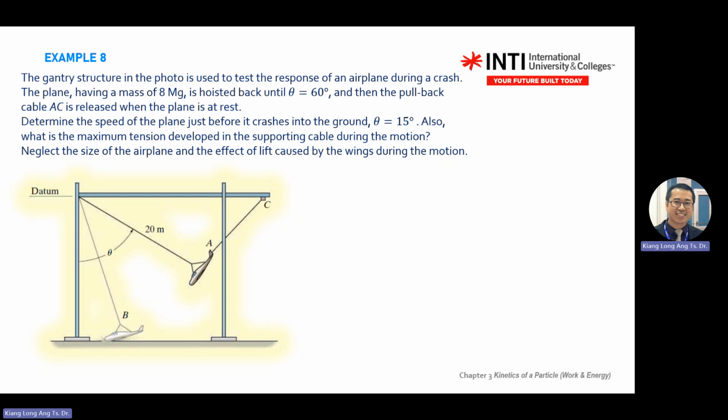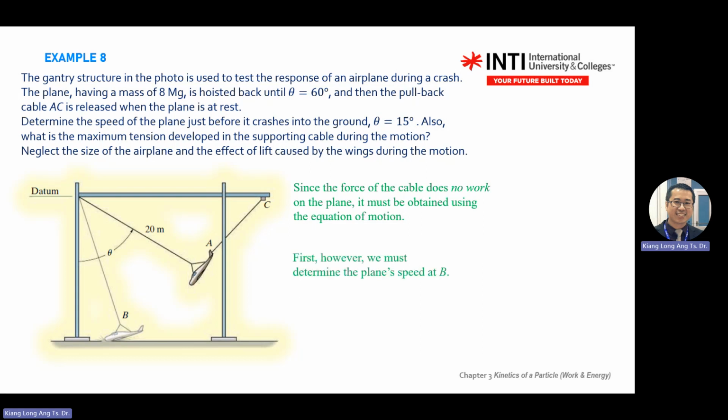Also, what is the maximum tension developed in the supporting cable during the motion? It asks for the maximum tension in the cable, either here or here. You have only two positions, either here maximum or here maximum. Ignore the size, meaning the shape of the airplane, and the effect of lift caused by the wing. So how do you solve this kind of question? Of course, in an exam question, we will give you more information, like guiding you on what principle to use.